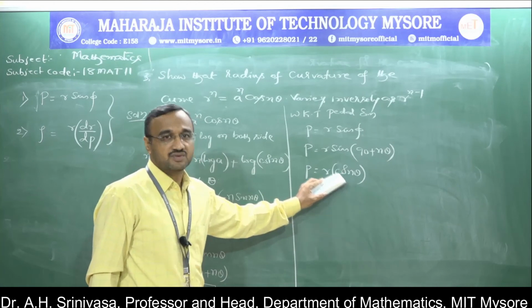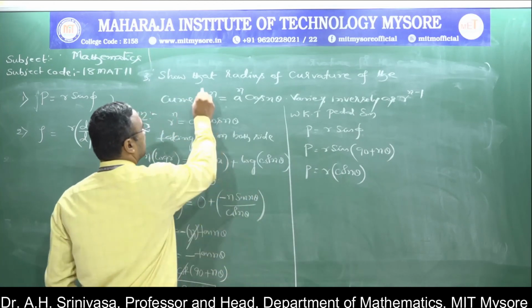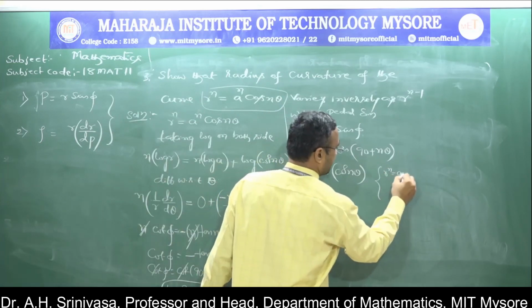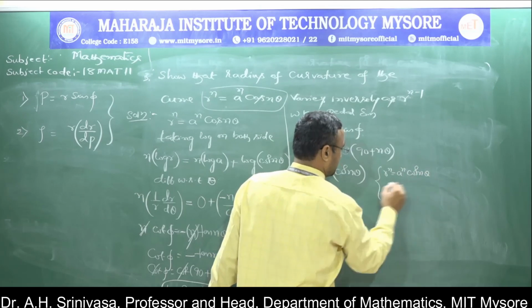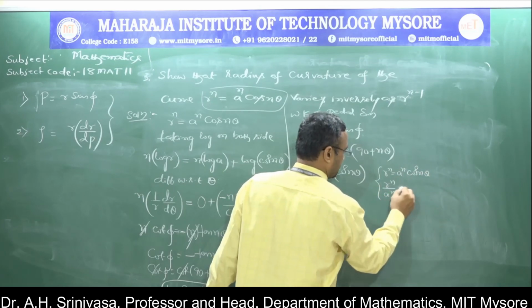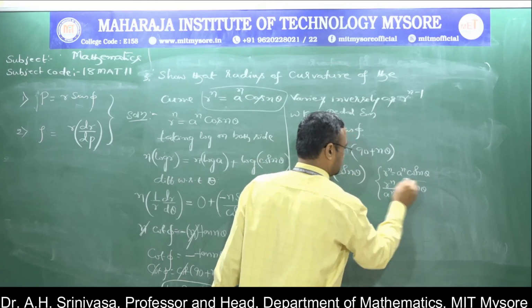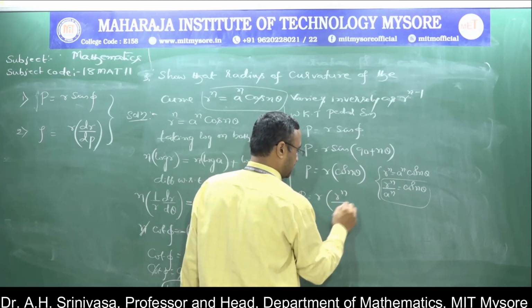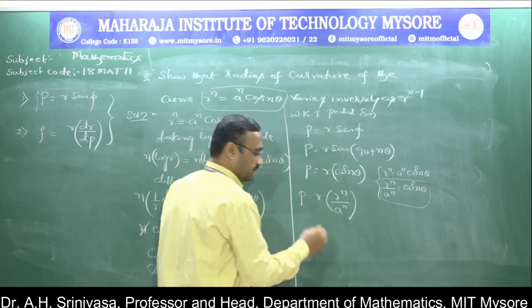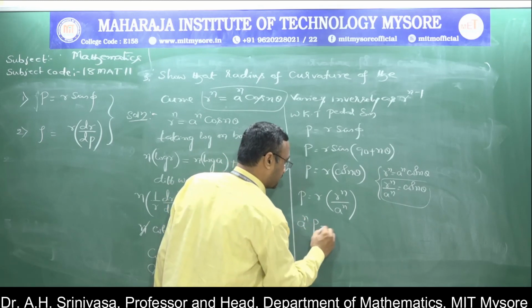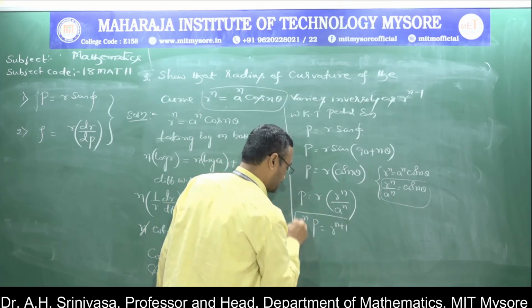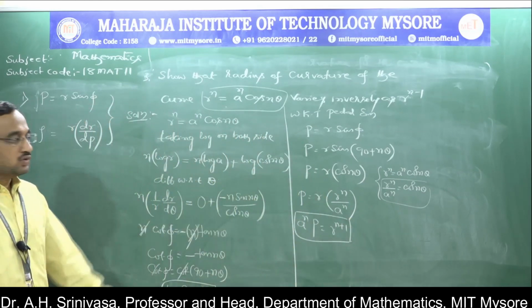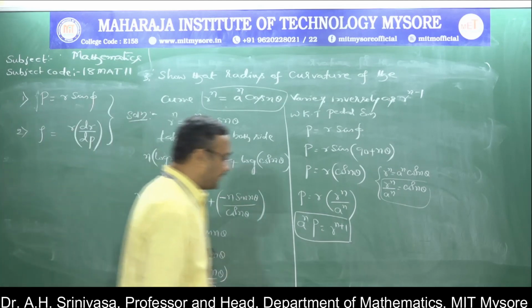If you go to elimination, use the given problem. What they have given you have to use here now. Take a substitution for cos nθ. Here r^n = a^n cos nθ, so r^n / a^n = cos nθ. I am going to substitute here: p = r times r^n / a^n. Make a cross multiplication: a^n p = r^(n+1). Now the equation is obtained in the form of a pedal.